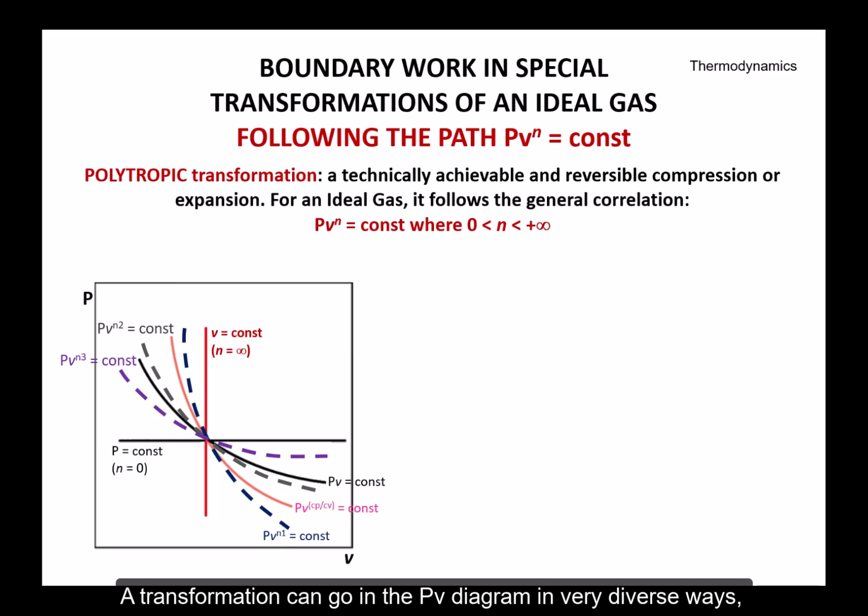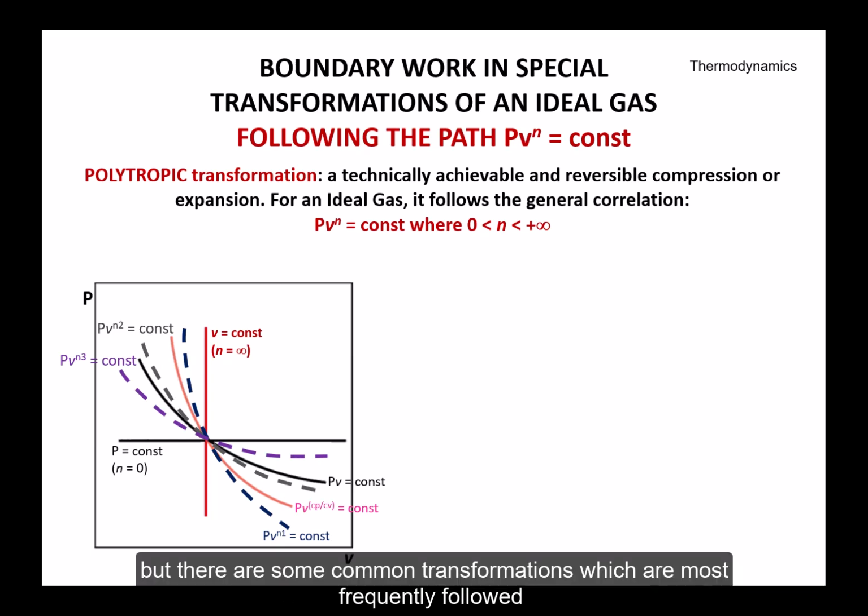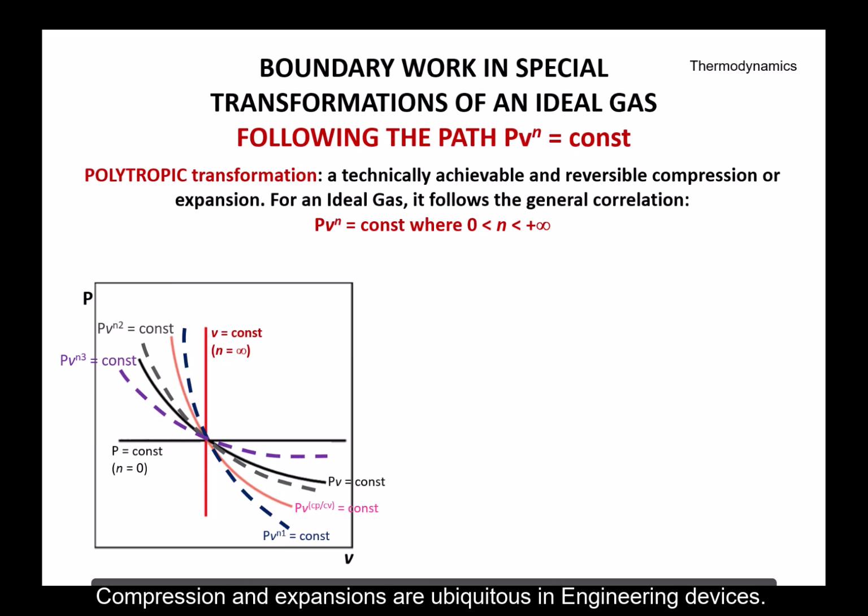A transformation can go in the PV diagram in very diverse ways, but there are some common transformations, which are most frequently followed in practical engineering devices, such as in the piston cylinder assembly. Compression and expansions are ubiquitous in engineering devices. Therefore, our first focus is to find a way to calculate the work when an expansion or a compression happens.